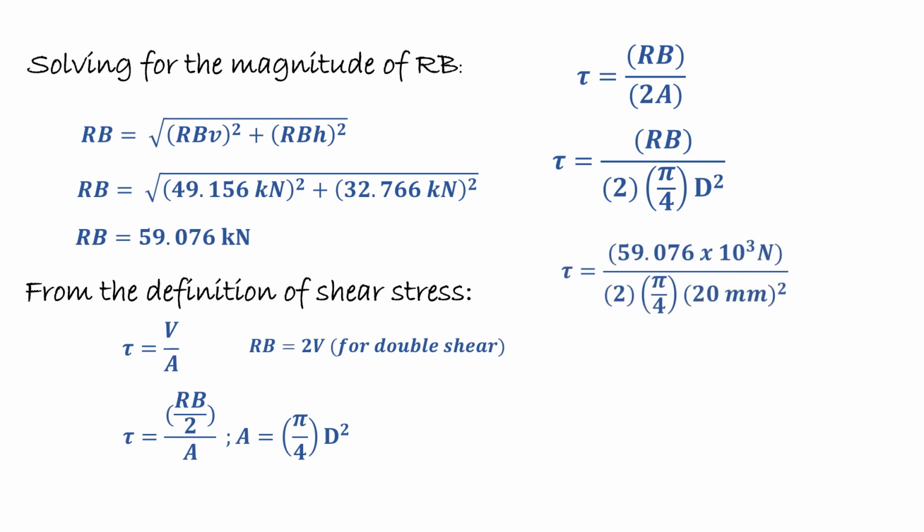So substitute 59.076 times 10 to the 3. I make this in Newton for us to get a final answer in megapascal, since Newton per mm squared is megapascal. So the final answer is 94.022 megapascal.